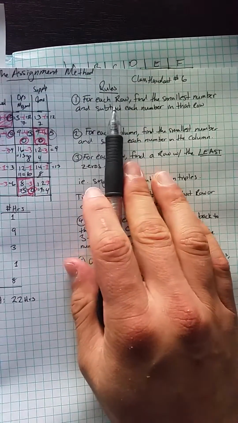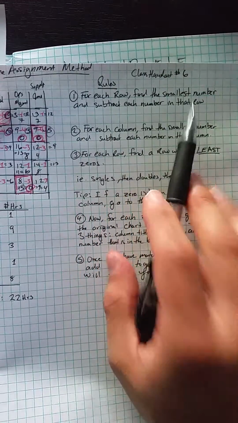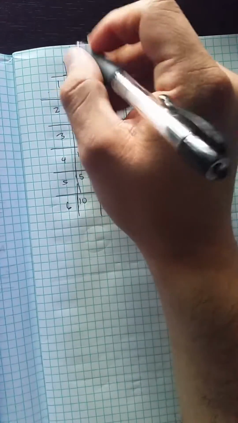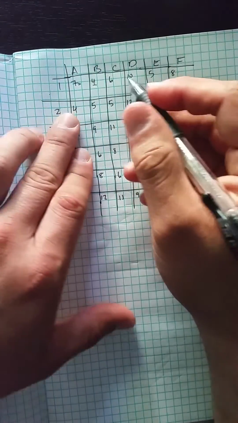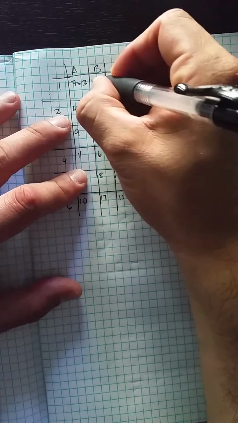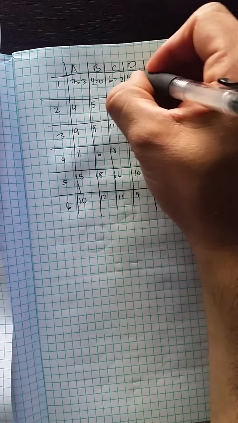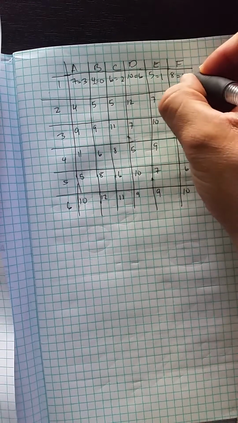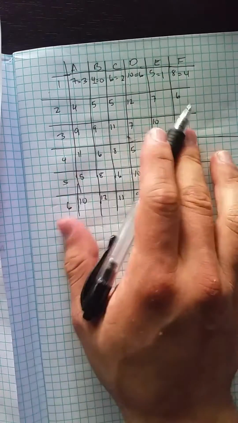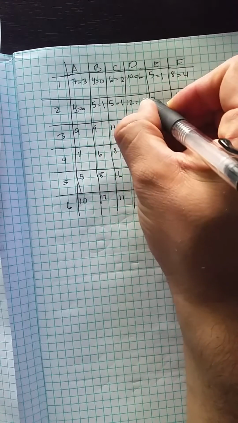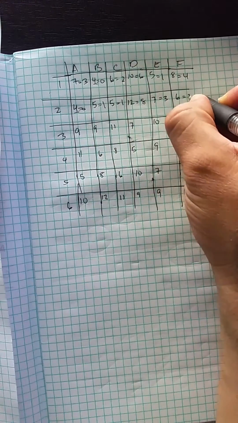If you guys want to use my rules, which is for each row, find the smallest number and subtract it from each number in that row. So the smallest number on this row is 4. So I'm just going to automatically subtract 4 in my head. It's going to be 3, 0, 2, 6, 1, 4. Okay. Next row, 4, 0, 1, 1, 8, 3, 2.